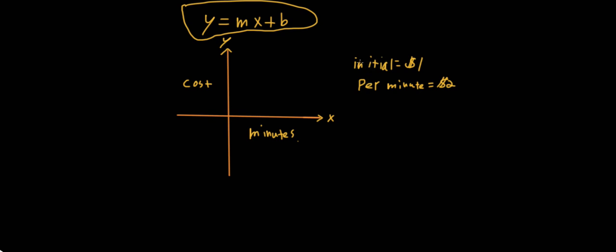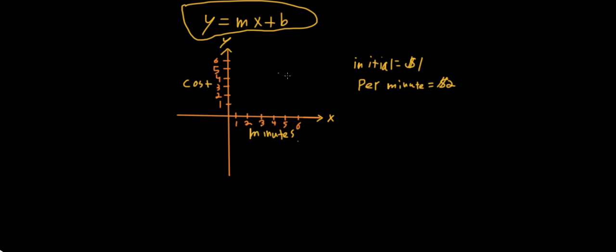So the initial cost is $1. That means at 0 minutes we're at $1. Before we go ahead and graph it, let's label our x-axis and y-axis a little bit. These are the number of minutes: 1, 2, 3, 4, 5, 6, and so on. And let's label the y-axis: 1, 2, 3, 4, 5, 6, and so on.